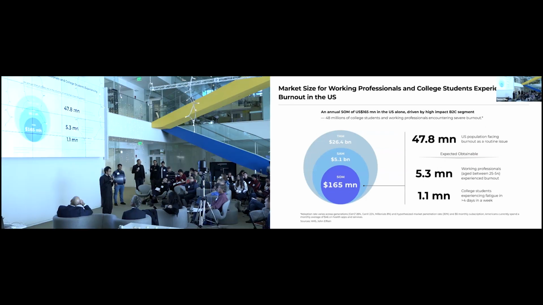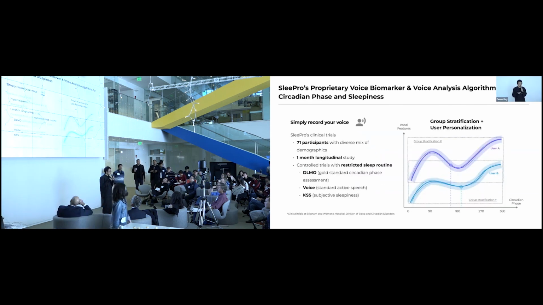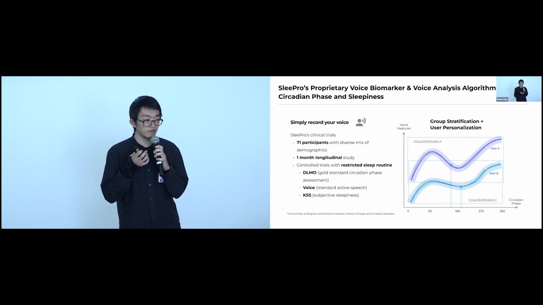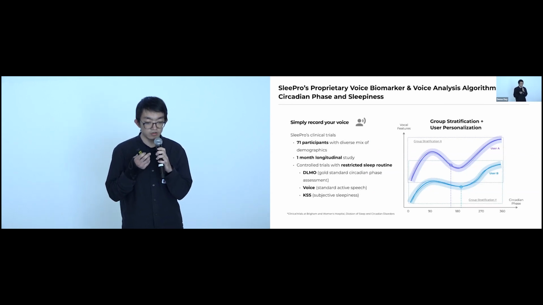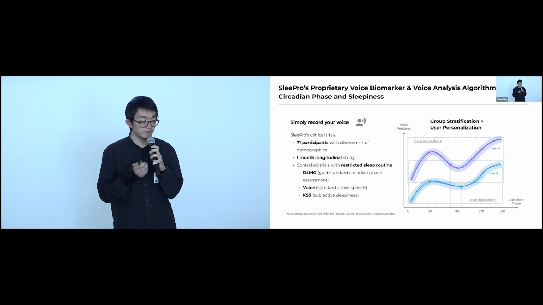We're initially targeting a $5 billion market of working professionals and college students who value peak performance and sleep quality. Our proprietary voice biomarker and voice processing algorithm analyze users' circadian phase based on their recorded speech. We're currently undergoing clinical trials at Brigham and Women's Hospital. We found robust vocal parameters that can be generalized across populations.